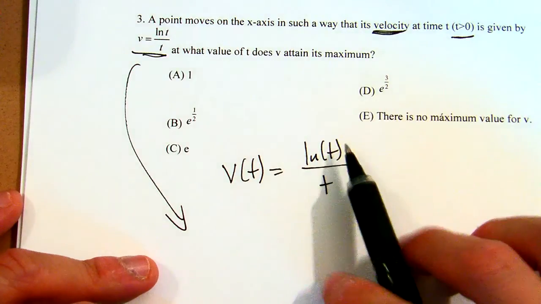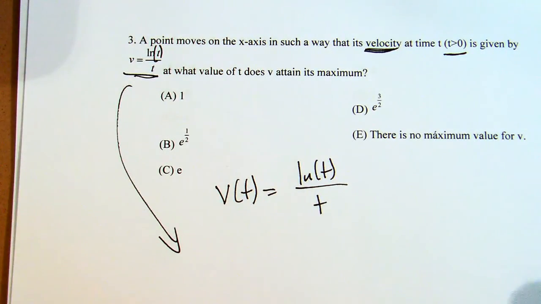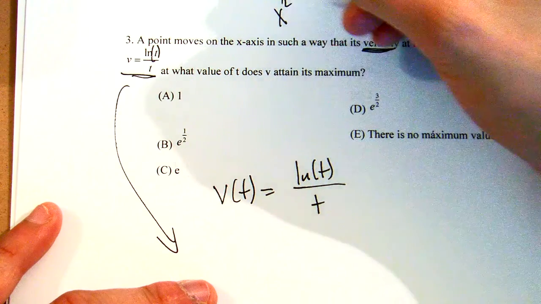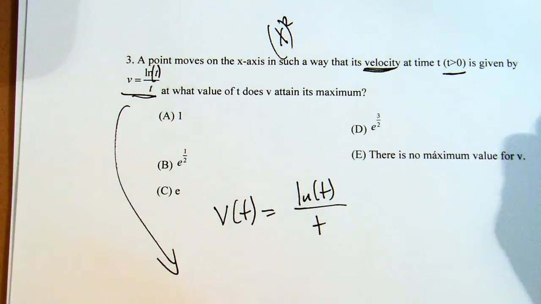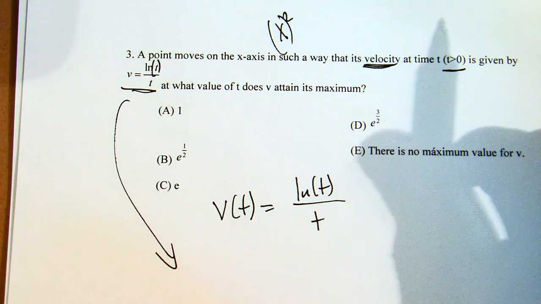Notice I put parentheses around the ln. It's implied. In other words, it's always there, just as in x squared, there's a parentheses around the x. At what value of t does v attain its maximum?